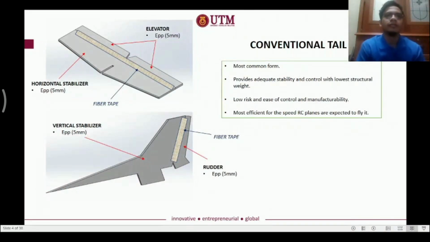For tail design, we use a conventional tail. It is the most common type used for RC plane, made of foam. It can provide adequate stability and control with lowest structural weight and low risk, ease of control and manufacturability.